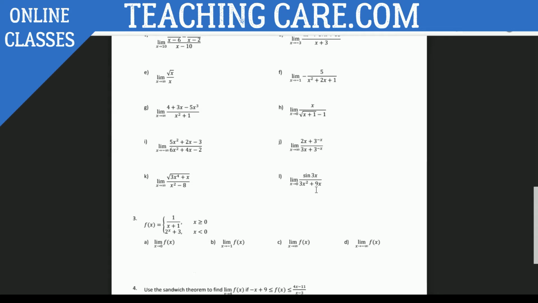The numerator I will differentiate. I will find d by dx of the numerator and d by dx of the denominator. Then I will apply the limit, so you will get an answer. You got my point? When I differentiate this one, this will be 3 cosine of 3x and this will be 6x plus 9. Now if you apply the limit, you will get your value. Because cosine of 0 is 1, it is 3 over 9.